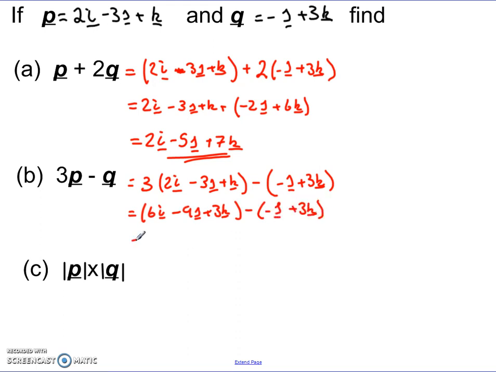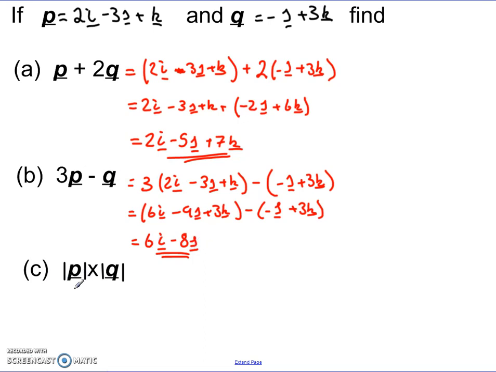Now again, we combine the i's, the j's, and the k's together with the respective partners. Look at the i's, well there's only an i in this direction, so it's 6i. The j direction, we've got negative 9j minus minus j, so minus minus becomes a plus, so it's negative 9 plus one of them, gives me negative 8j. I've then got 3k minus 3k, that gives me nothing. So there you go, the vector we're left with for 3p minus q is 6i minus 8j.